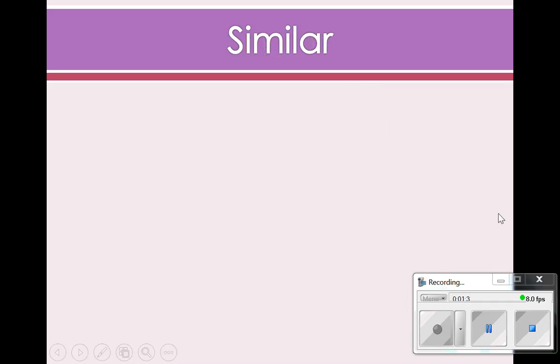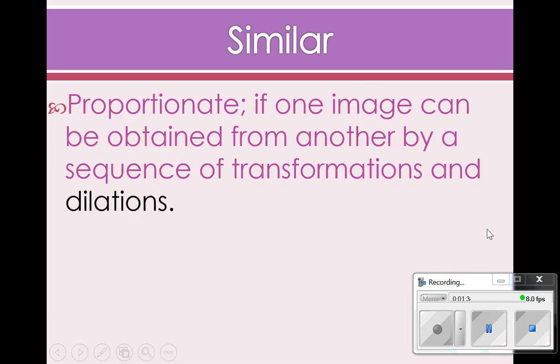Looking at the definition of similar. Similar means that they are proportionate. It's not just that they're not exactly the same. They have a relationship. They are proportionate to one another. And images that are similar are obtained through dilations.